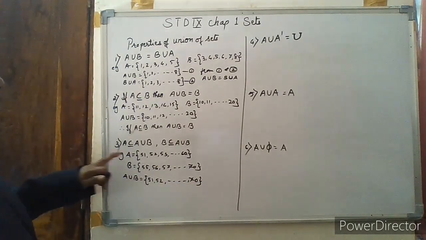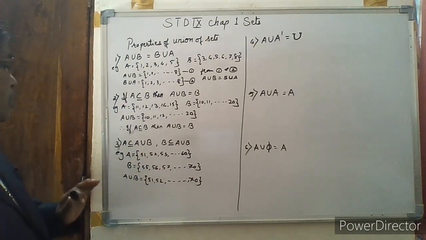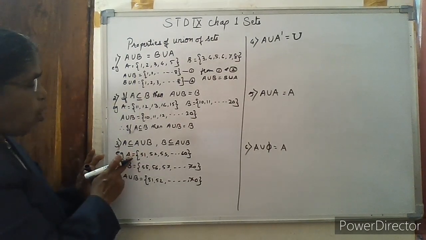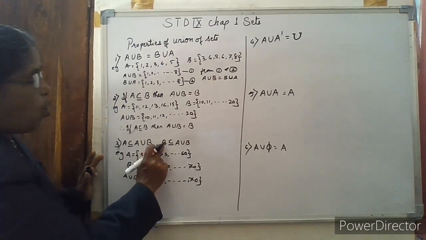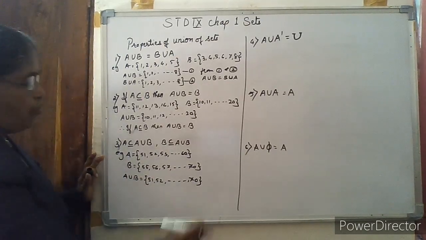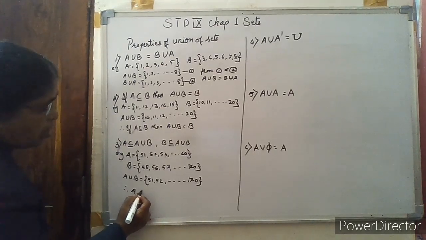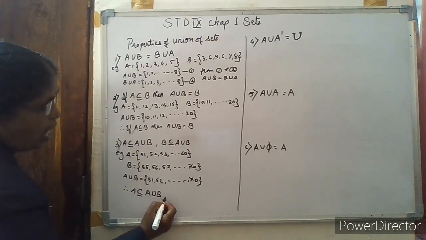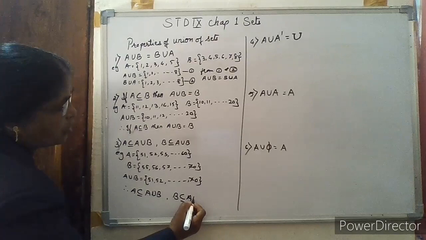A union B contains all the elements of set A and set B. So here we can see that all the elements of set A are present in A union B. All the elements of set B are present in A union B. Therefore, we can say that A is always a subset of A union B, and set B is also always a subset of A union B.